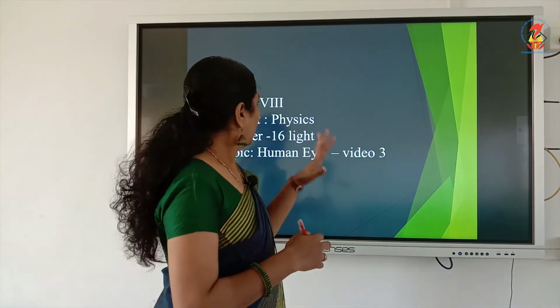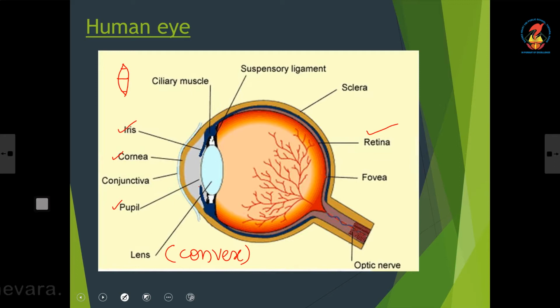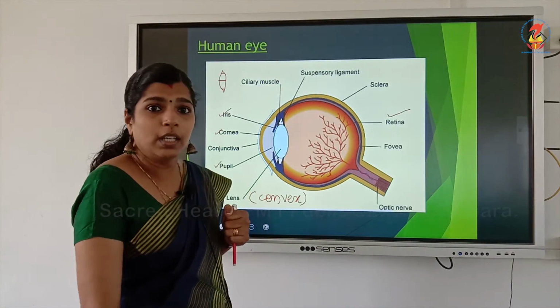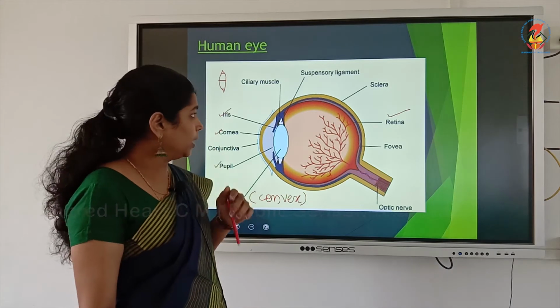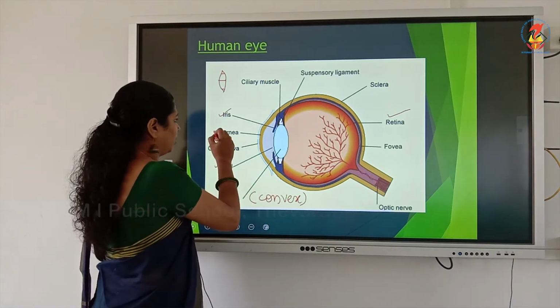The eye is of a roughly spherical shape, a ball-shaped structure. The outer coat of the eye is very tough, so that it will protect the eye from external injuries. Then a transparent part is there in front of the eye, that is known as the cornea. So, this portion is the cornea.